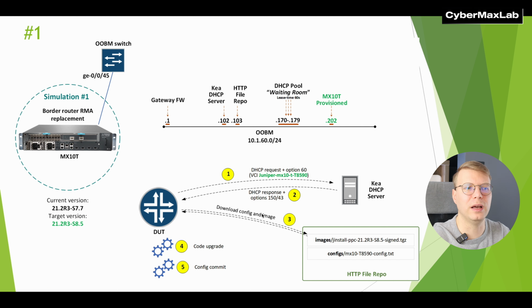The router is then downloading the image and configuration. Next step, it does the code upgrade. And finally, after the code upgrade and reboot, it is doing step 5, the commit of the final configuration.